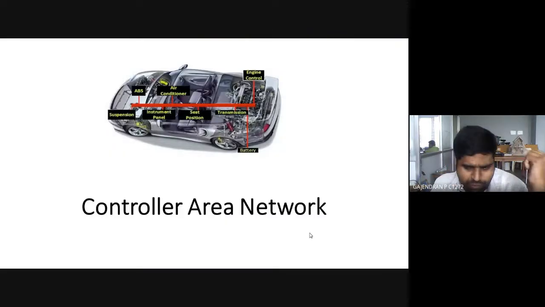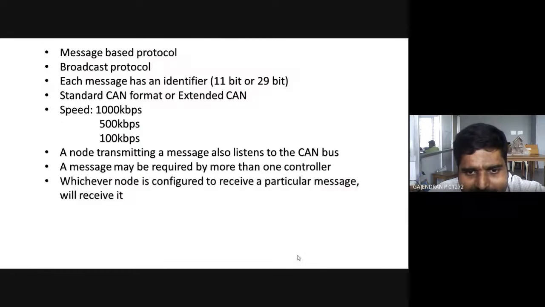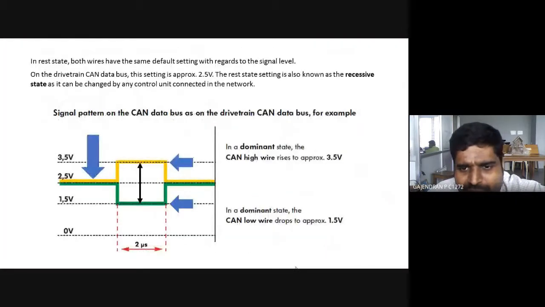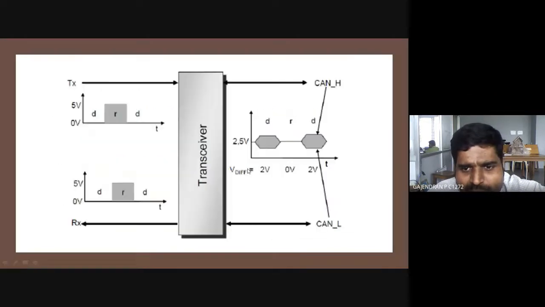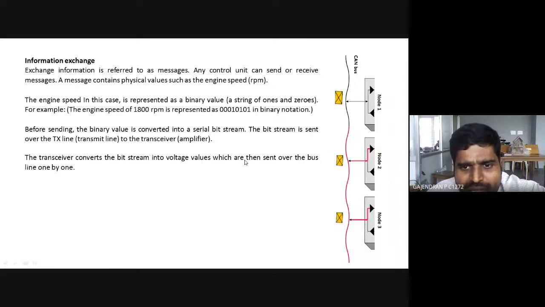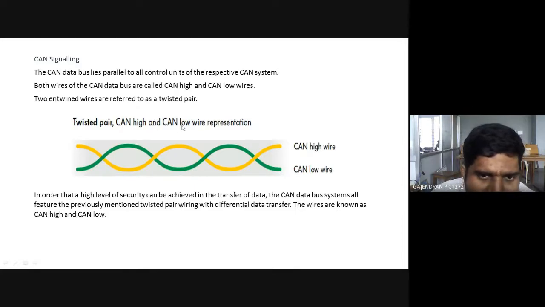I am in full screen mode. So if you want to interact, please unmute and talk. Okay. So the name of the two wires used in the CAN protocol is very simple. One is CAN high, another one is CAN low. One wire is named CAN high, another wire is named CAN low.